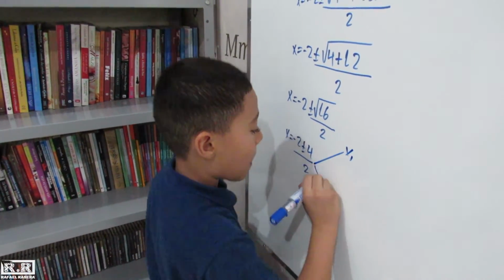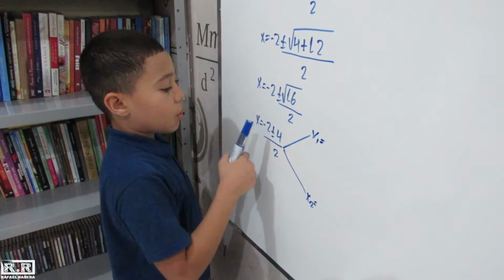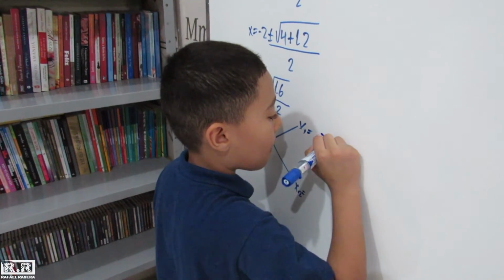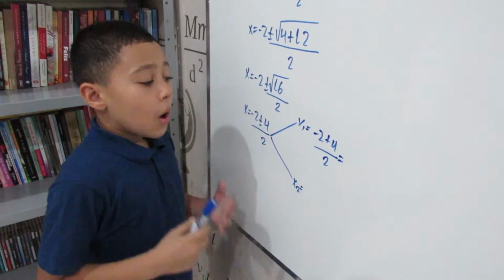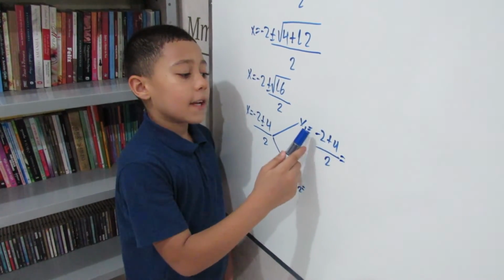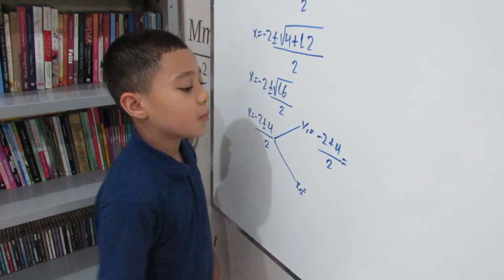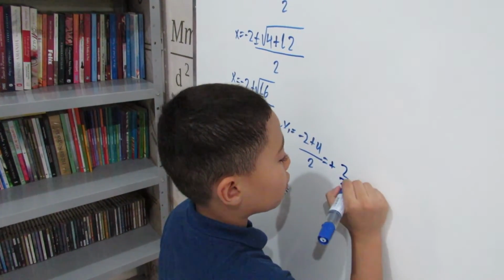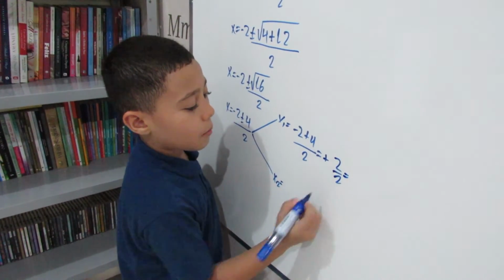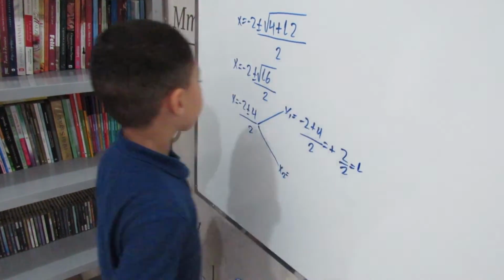Root 1, root 2. Minus 2 plus 4 divided by 2 equals, well, the sum of a negative and a positive number: keep the sign of the larger number and subtract. Plus 4 minus 2, 2, divided by 2 equals, when we divide two positives, we get a positive. 2 divided by 2, 1.